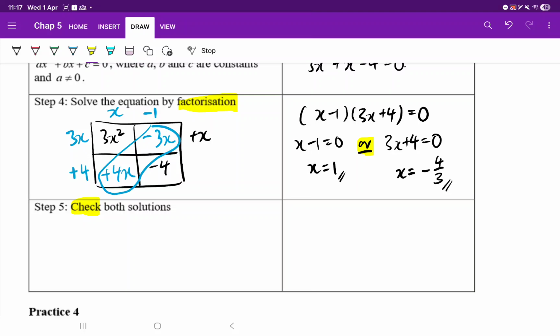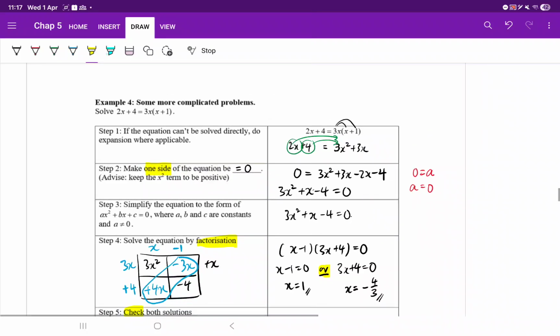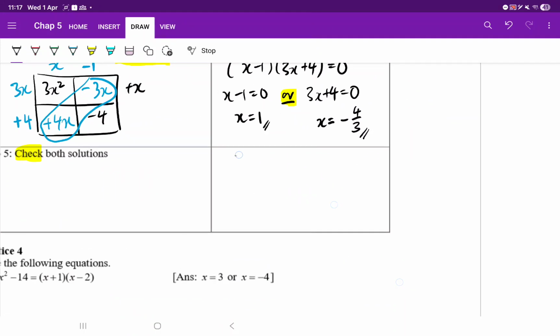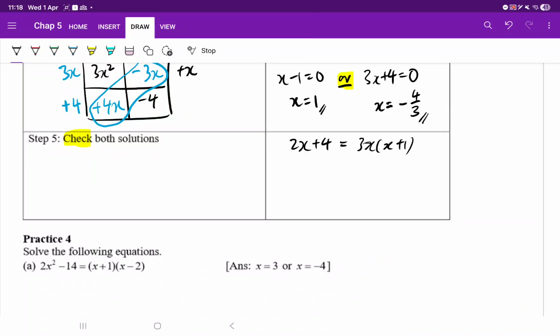So the original equation, if you recall, let me just zoom out a bit. The original equation is this: 2x plus 4 equal 3x bracket x plus 1. Okay, I'm going to write it down here. 2x plus 4 equal to 3x bracket x plus 1. Am I right? Let me just check. Yep.